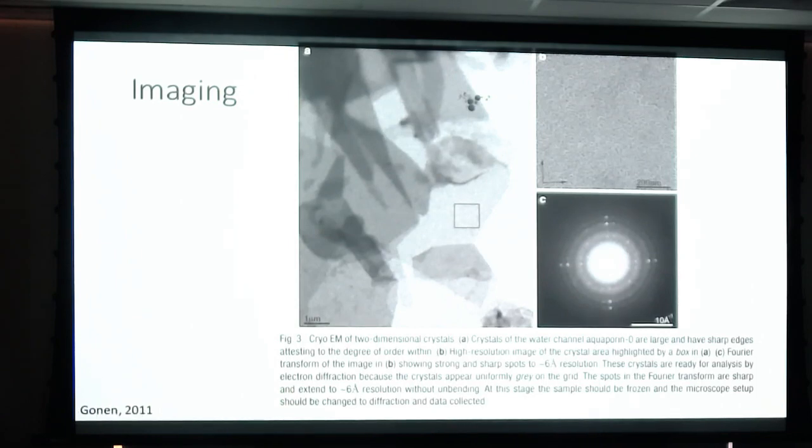This is not a direct diffraction pattern, but a calculated Fourier transform of the image, and you can kind of tell that you can see the Thon rings of it.